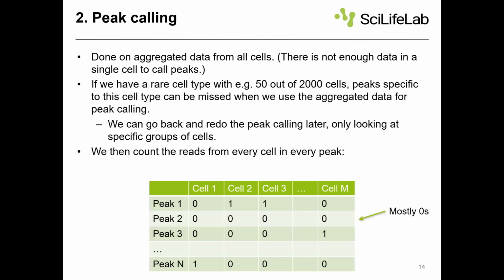Then you do peak calling. So this is basically finding these regions in the genome where you have many, many reads stacking up. And you do this on aggregated data from all cells together.